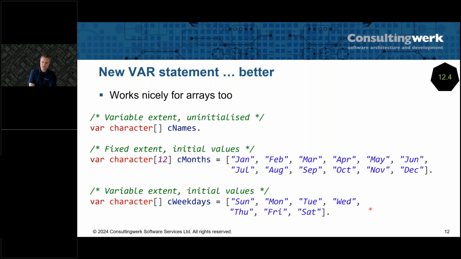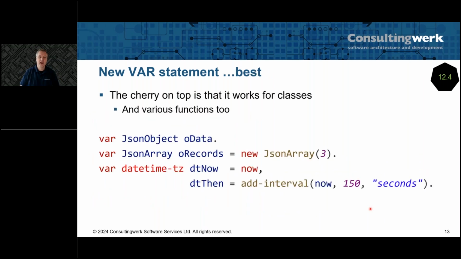Setting this initial value this way doesn't mean it loses its indeterminate status, if you will. So if you wanted to change the extent of that weekdays variable, you could go ahead and do that, and that would be fine and follow the normal array rules. That's really nifty. And in 12.4 as well, the best thing in my mind about the var statement is that you can add initial values for things like classes. You could always do a variable datetime now, initial now, but now you can do certain functions and things as well.